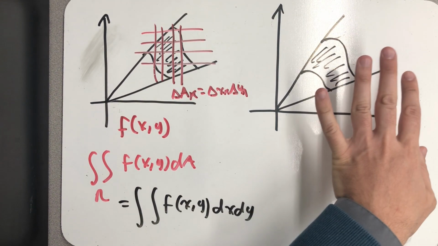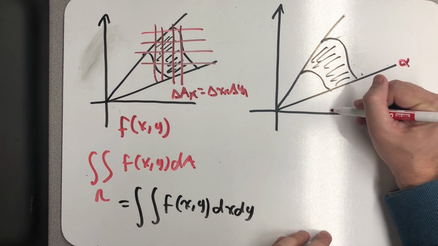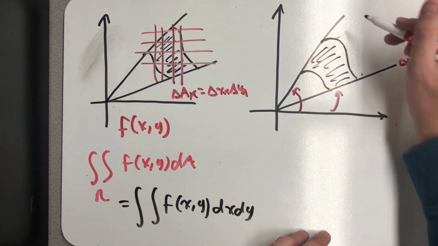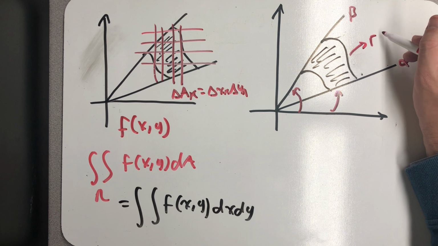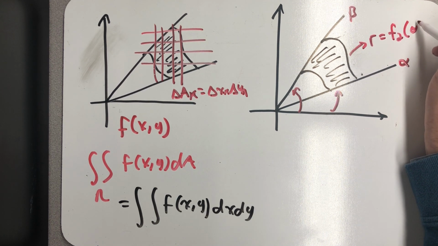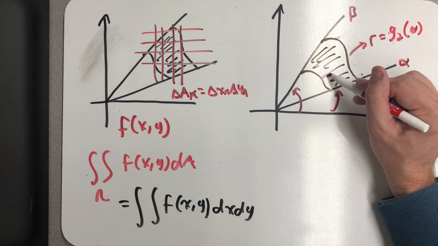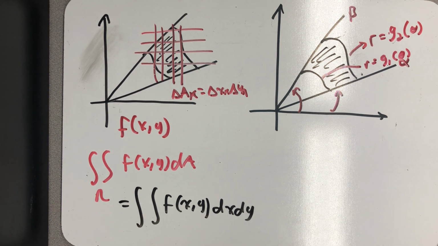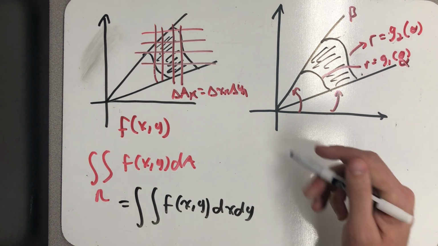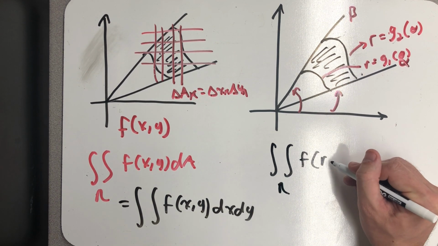And so I've tried to redraw the same area over here, and I'm thinking, well, maybe there's a better way of chopping it up, because it looks like this region starts at an angle alpha and then ends at an angle beta. And maybe I can think of this function as a polar function, r equals f2 of theta. And maybe I can think about this bound as g2 of theta. And this one could be r equals g1 of theta. Maybe there's a way to figure out how to express this double integral using polar coordinates.